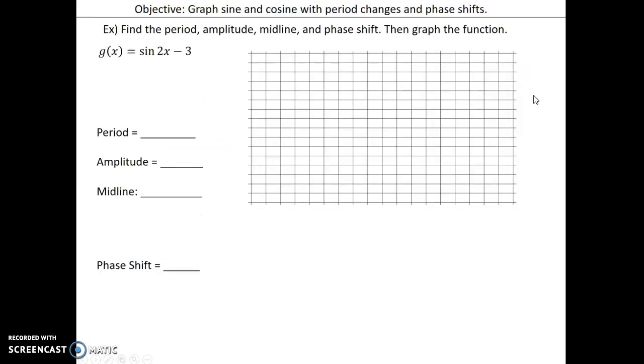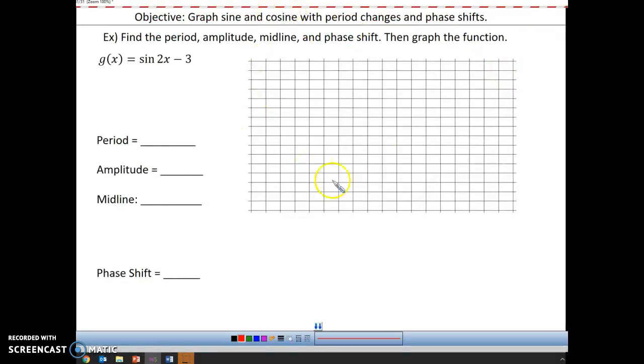Okay, here is the second example. In this example, now we don't have an amplitude. Notice how your a value is just 1, so your amplitude is going to be positive 1. So I'm not really vertically stretching or compressing. However, we do have a k value, which is negative 3. So we're going to move down 3 units for our midline.